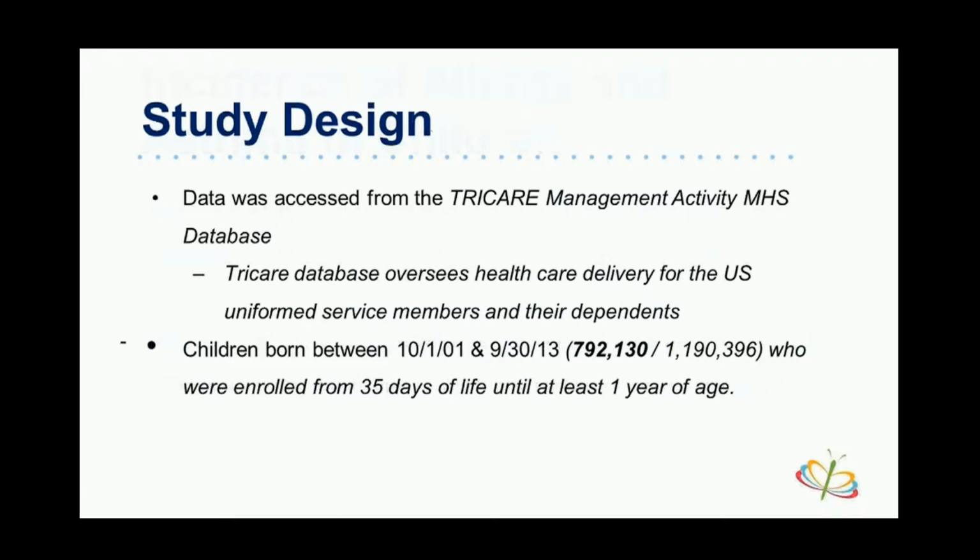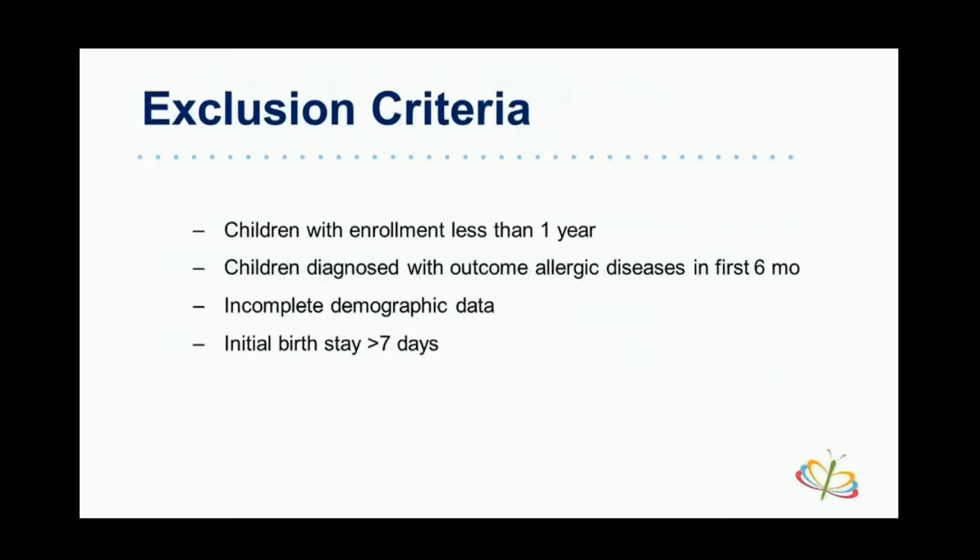So, study design. We've already talked about TRICARE. This is the military EMR. The study was children born between October 1st, 2001 and September 30th, 2013, which, not surprisingly, is 1,190,396 children. We're going to come to the exclusion criteria next, but after the exclusion criteria, there were still nearly 800,000 children enrolled in this study. They were enrolled from 35 days of life till at least 1 year of age, but most were followed much longer than that.